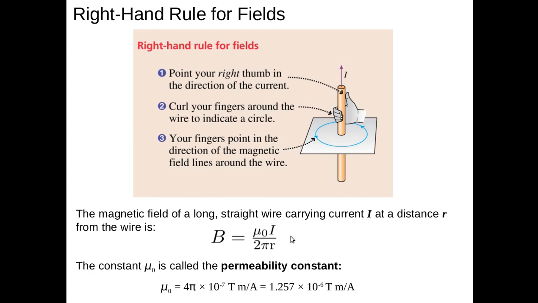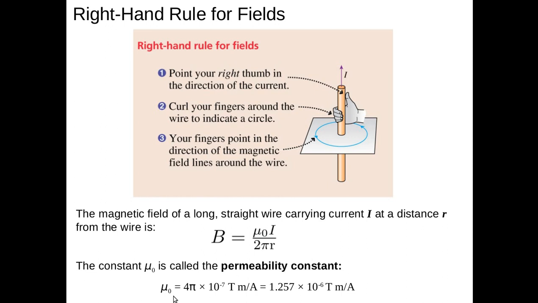So mu naught is the permeability of free space. If you remember from chapter 16, I believe, or 17, when we were talking about capacitors, we talked about the permittivity of free space, which was the ability for an electric field to propagate through free space. So this is the ability of a magnetic field to propagate through free space. So mu naught is the permeability of free space. And so that's 4 pi times 10 to the negative 7, in units of Tesla meters per amp. So our amps are going to cancel, our meters are going to cancel here. I'm going to be left with Tesla.